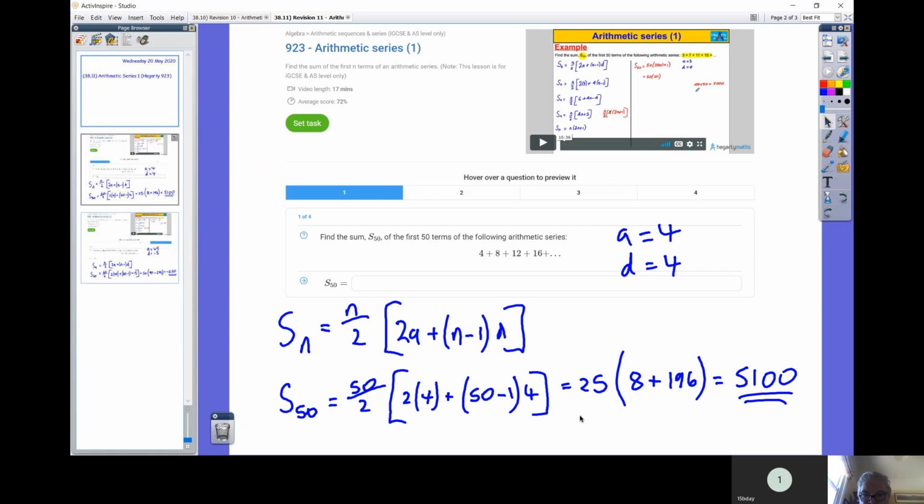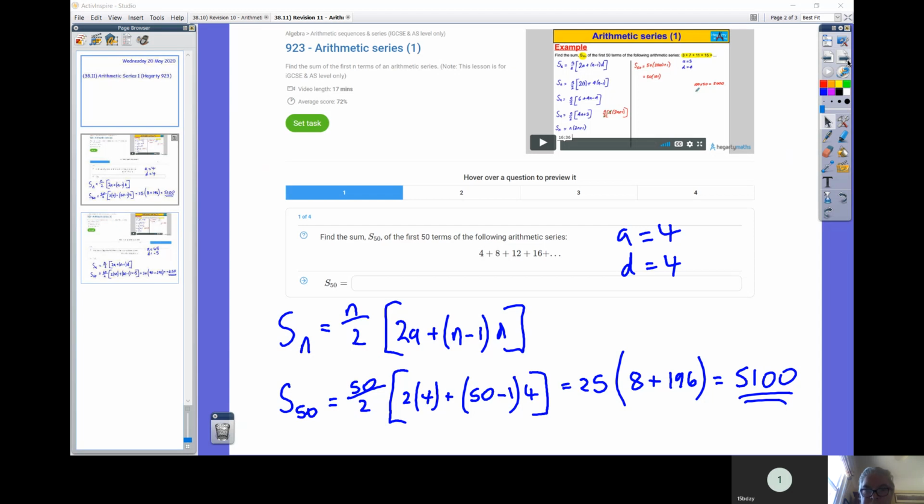So 50 over 2 is obviously 25. 2 4s are 8. 49 times 4 is 196. So 25 lots of 8 add 196 is 5,100. So the sum of the first 50 terms here would be 5,100.